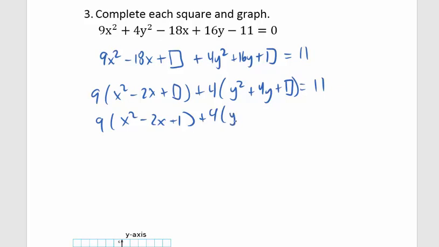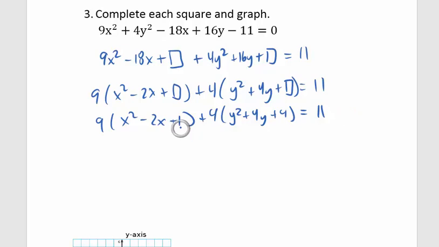Same thing here, leading coefficient of 1. So I'm taking 1/2 of the middle term and squaring it. Well, 1/2 of 4 is 2. 2 squared is 4. So plus 4 there equals 11. Now, notice when I put this 1 value in there, and this 4 value in there, I've increased the left side. I need to balance the equation and add those same amounts to the right side.